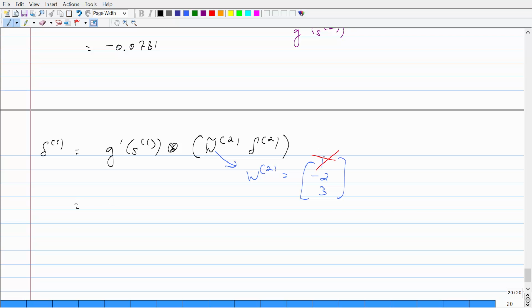In this case you'll do g of s of 1. Let me see here, s of 1 was what? It was 0.6, minus 0.8, right? So you have a vector here, and you apply the element-wise operation, so this is g of 0.6 times 1 minus g of 0.6. You apply the derivative to every single element individually.